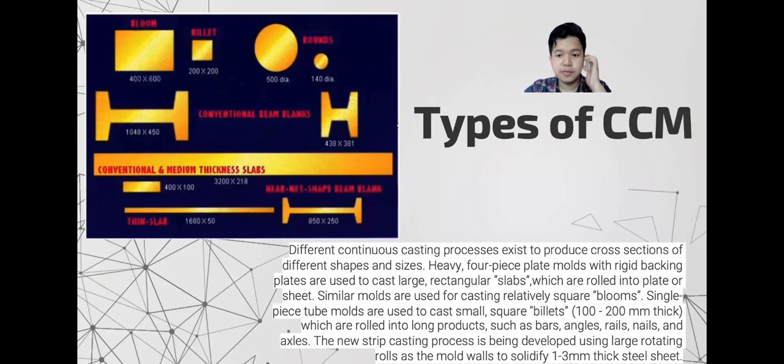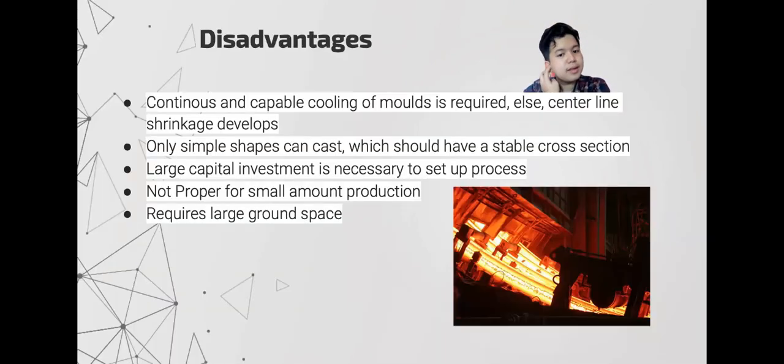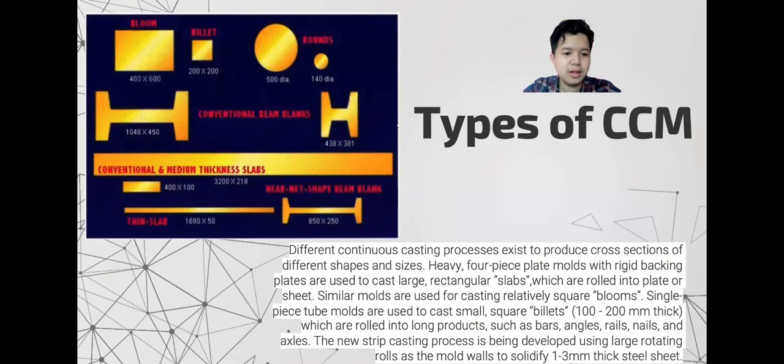This is some types of the CCM. So different continuous casting processes exist to produce cross sections of different shapes and size. This is the types of products that produced by CCM. Like when I said in the disadvantages, it only simple shapes. Only simple shapes can cast. So all of this is only a simple shapes.